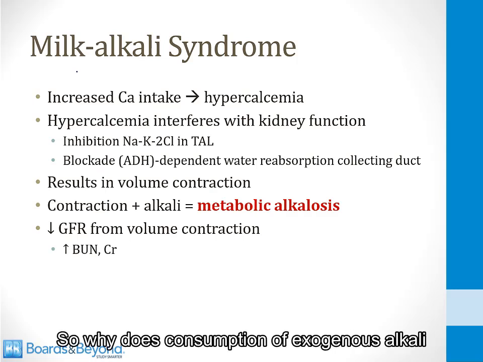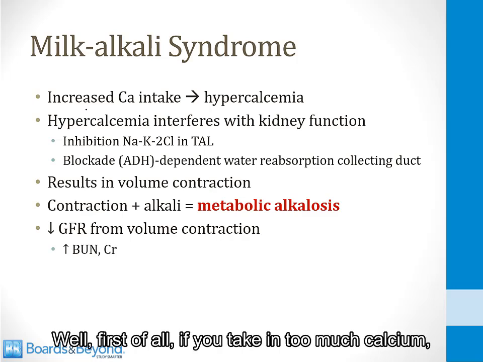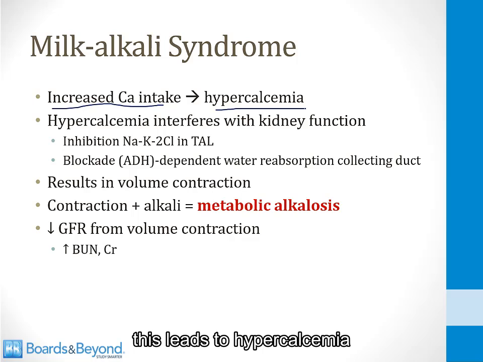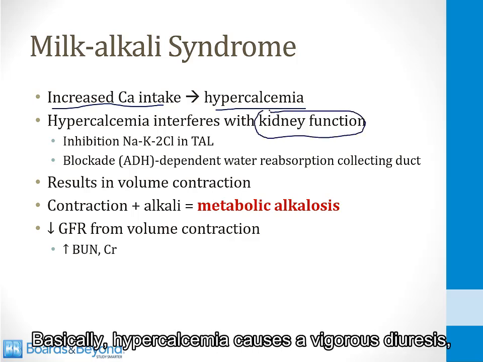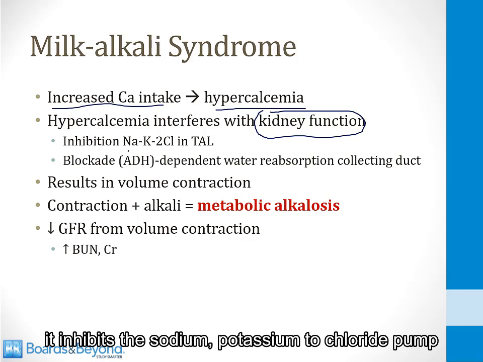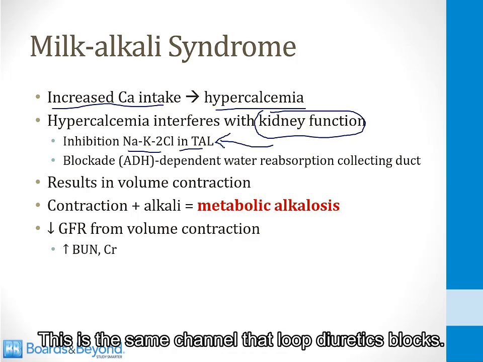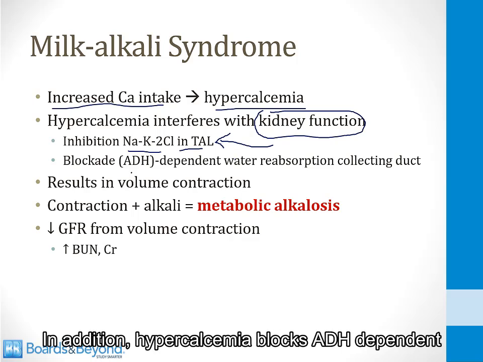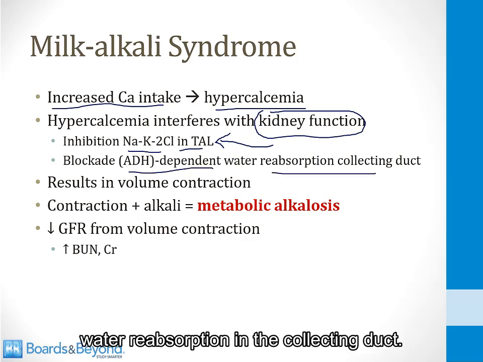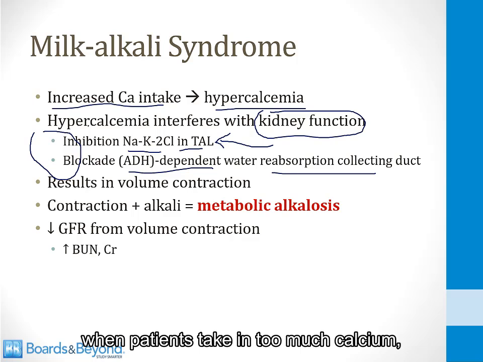So why does consumption of exogenous alkali and calcium lead to the milk-alkali syndrome? Well, first of all, if you take in too much calcium, this leads to hypercalcemia, and then hypercalcemia due to any cause interferes with kidney function. Basically, hypercalcemia causes a vigorous diuresis. It inhibits the sodium-potassium-2-chloride pump in the thick ascending limb. This is the same channel that loop diuretics block, so hypercalcemia is like taking a loop diuretic. In addition, hypercalcemia blocks ADH-dependent water reabsorption in the collecting duct. So for both of these reasons, a vigorous diuresis occurs when patients take in too much calcium.